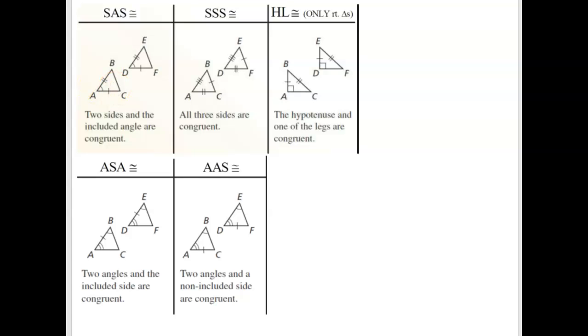Your side, side, side. Your hypotenuse leg, and again, we can only use that one with right triangles, angle, side, angle, and angle, angle, side. So when we do these flowcharts, which is just basically an organization of our thoughts, I want you to first think about which one of these 5 congruent statements is going to make our 2 triangles congruent. So let's take a look at our very first example.